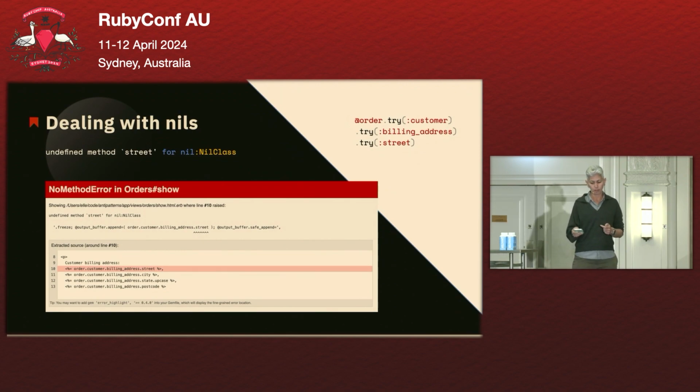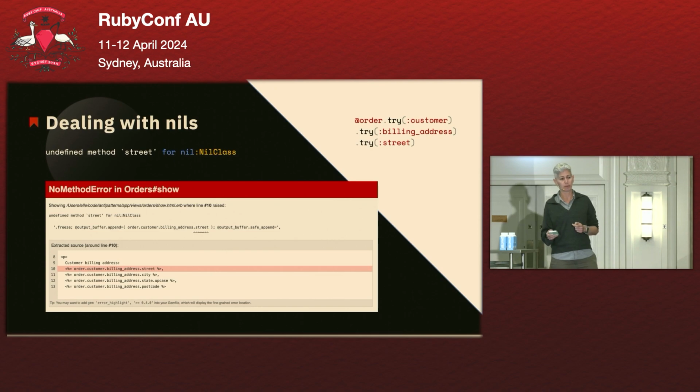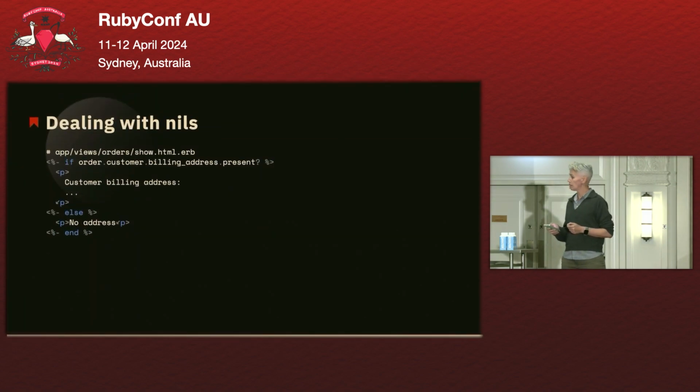But I've started talking before about why this is a problem. The problem is that in Rails and in Ruby, it's very easy to end up in situations where we have a nil object, which leads us to getting exceptions saying undefined method street for nil object. To deal with nil objects, you might see in your views: if order.customer.billing_address is present, then show me the address. Otherwise, show something else.